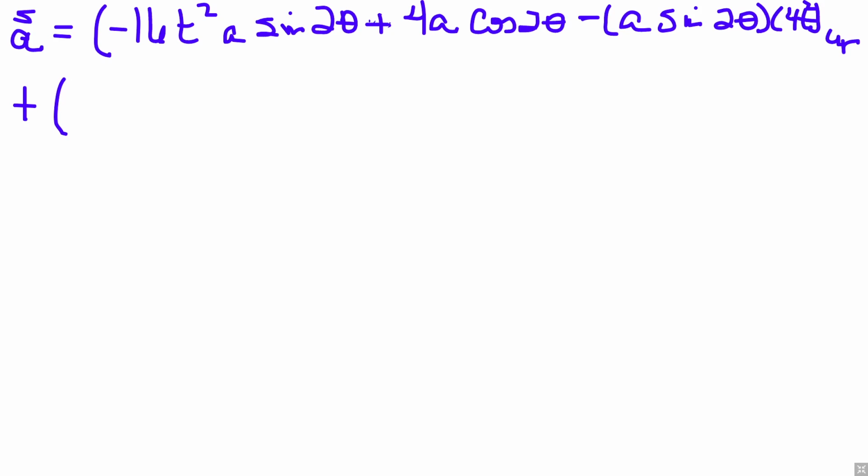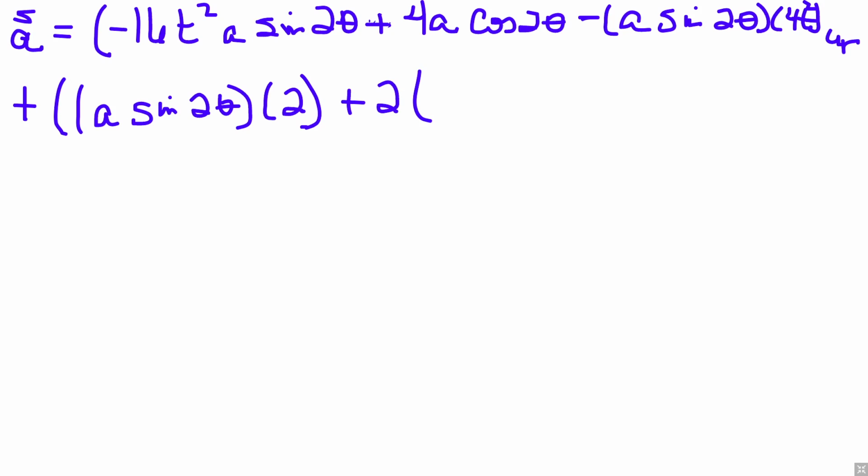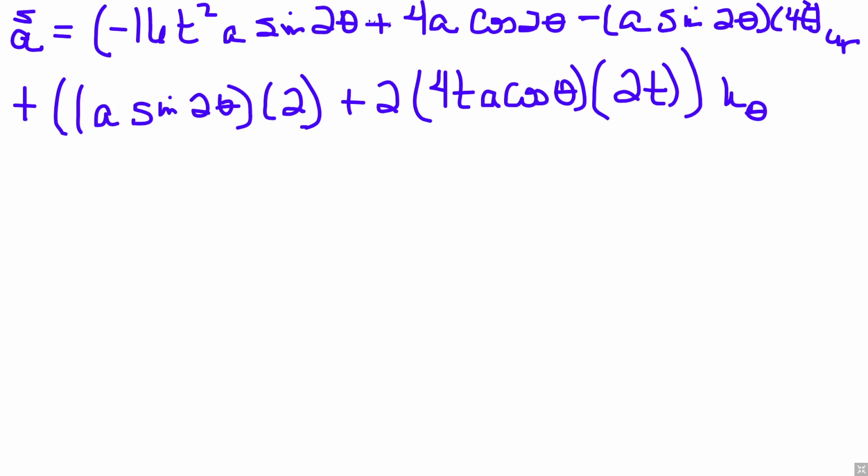Now, for the second piece, we're going to start off with r times theta double dot. So r, which is defined as a times the sine of 2 theta, times theta double dot, which has a value of 2. Plus 2 times r dot, which we found to be 4ta times the cosine of 2 theta, times theta dot, which we said was 2t. And this is in the u of theta direction.